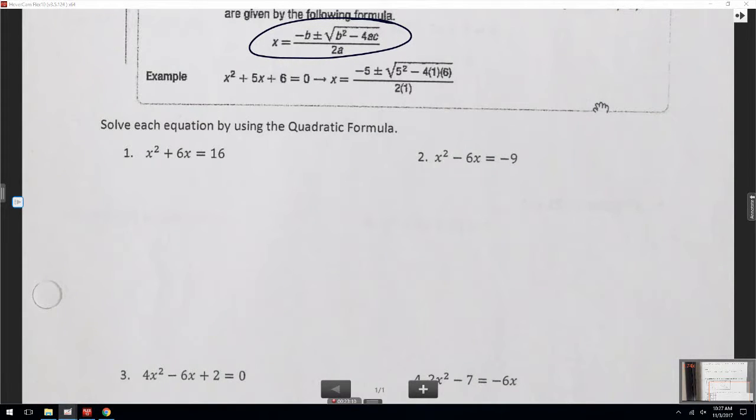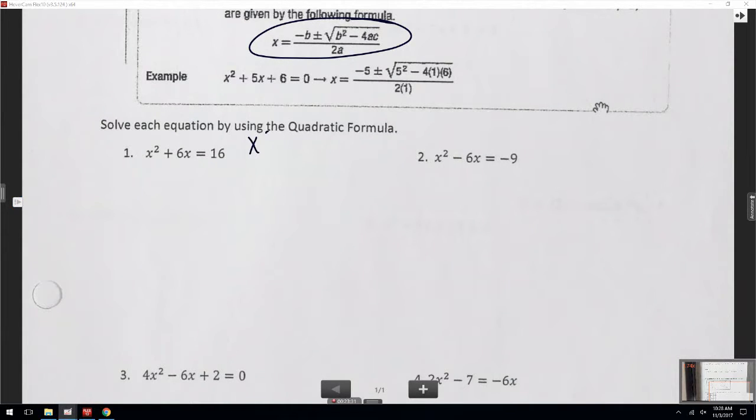All over 2a, right? Everybody good so far? Remember this from Algebra 1? Okay, let's do just one to remember from Algebra 1. Now the only one that is not equal to 0 was complete the square, right? Everything else better be equal to what number? Not 16. 0. All right, here we go.